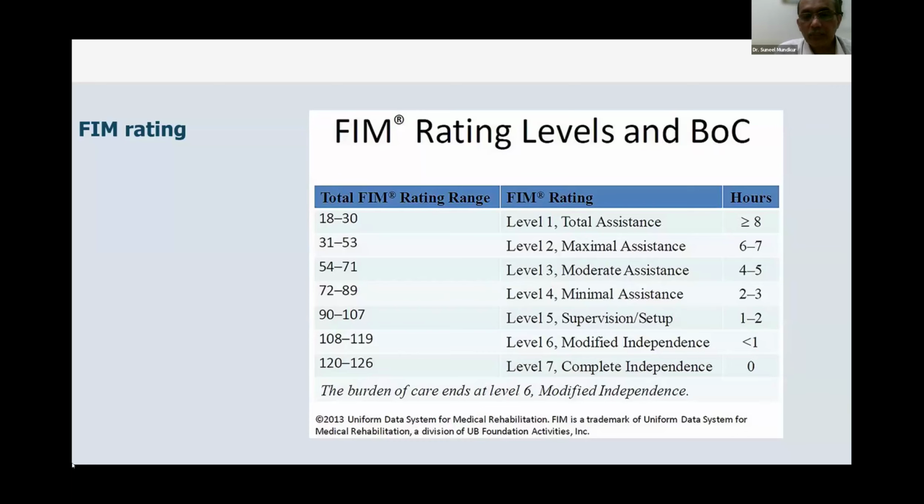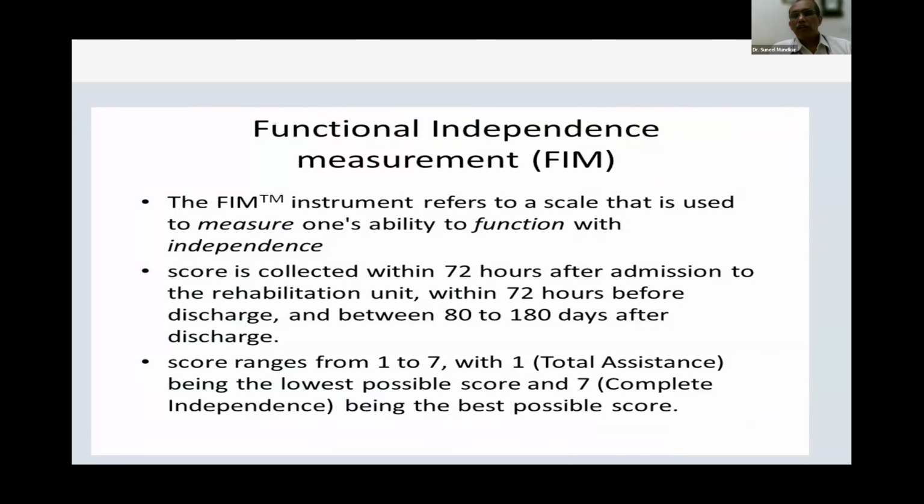Here they specifically say the burden of care ends at level 6, because after 6 patients are totally independent and can take care of themselves. That's what it mentions. The FIM instrument refers to a scale used to measure one's ability to function with independence. Scores are collected within 72 hours after admission to the rehabilitation unit, within 72 hours before discharge, and between 80 to 120 days after discharge.